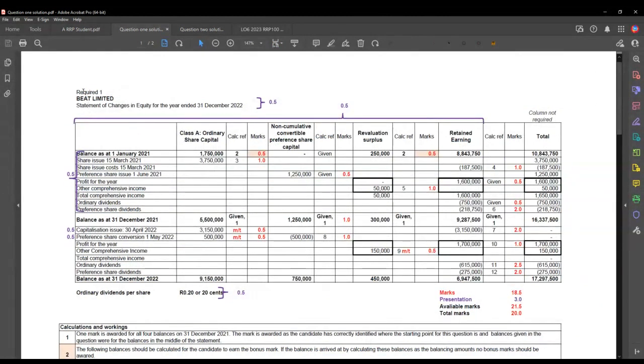Now, if we didn't do that, for this assessment, it's okay. For example, if we said statement of changes in equity of Beat Limited for the year ended, so we included the name of the company inside the title, that's not allowed. We shouldn't be doing that. But if we've done it for this assessment, it's okay. You'll still get the half mark. I'm not going to penalize you for that. So that's the half mark.